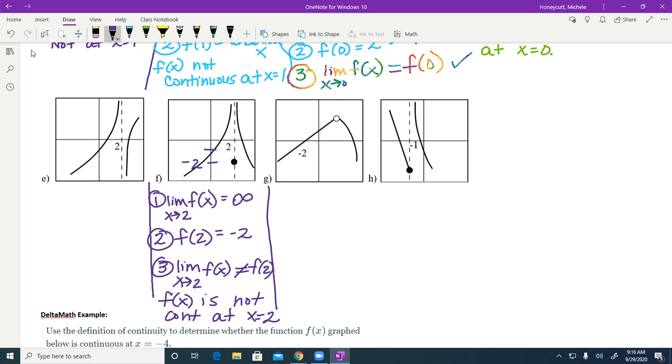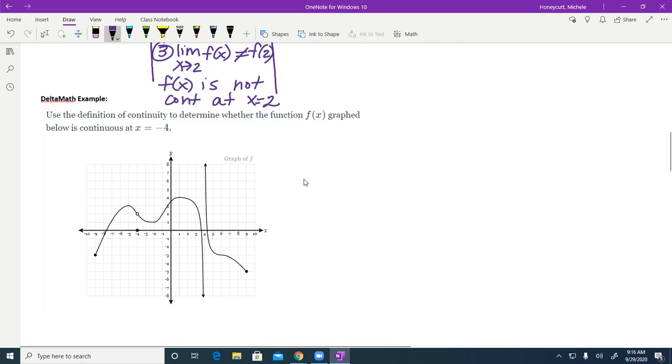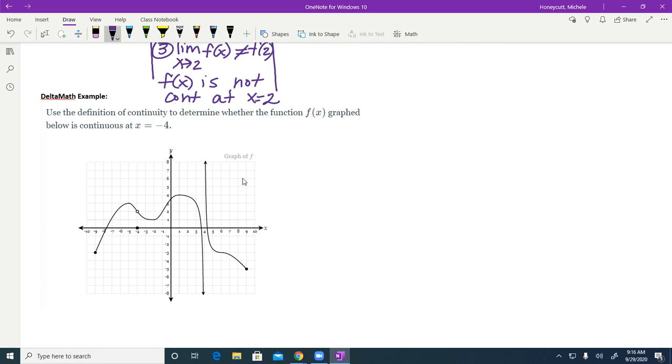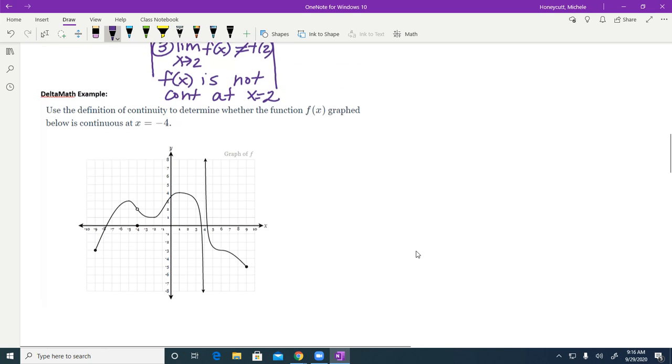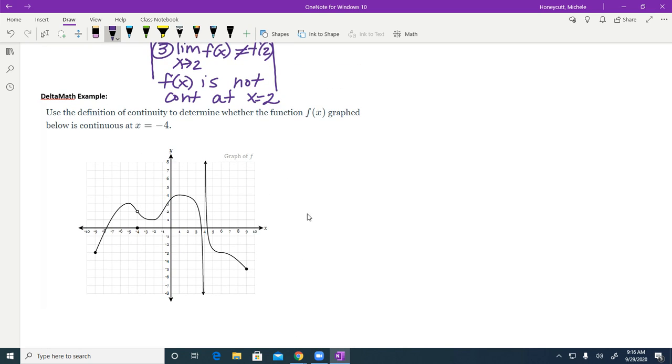Okay? Now, you'll have some in Delta Math that look like this. So here's a Delta Math example. Use the definition of continuity to determine whether the function f of x graphed below is continuous at x equals negative 4. So I have to go to negative 4, and I have to use the definition of continuity. And Delta Math is going to force you to check all the conditions and then write an explanation. So let's check all the conditions.